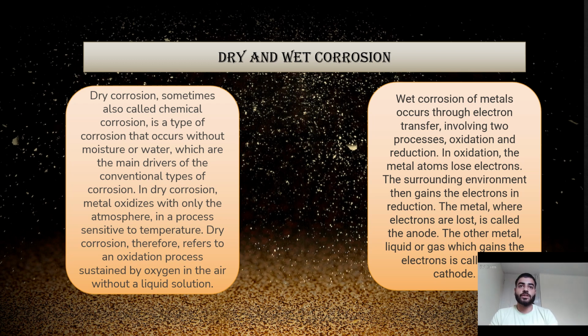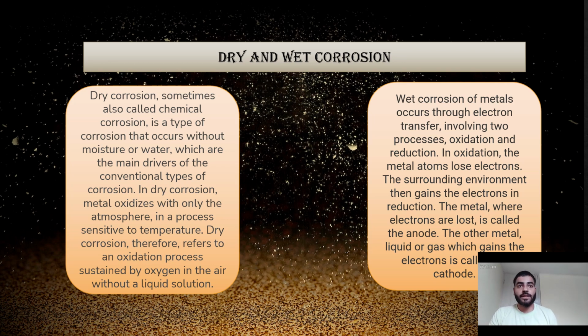On the other hand, what is wet corrosion? Wet corrosion of metals occurs through electron transfer involving two processes, oxidation and reduction. In oxidation, the metal atoms lose electrons. The surrounding environment then gains the electrons in reduction. The metal where the electrons are lost is called the anode. The other, the liquid or gas which gains the electrons, is called the cathode.